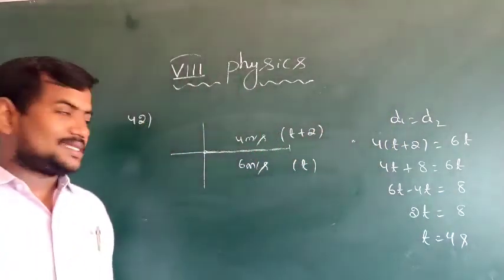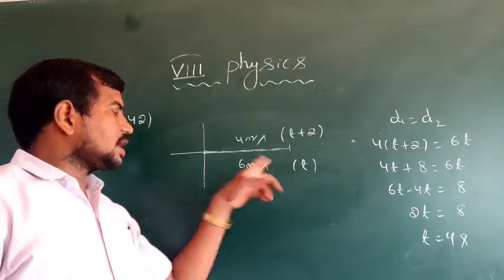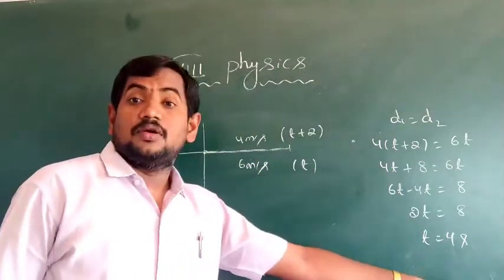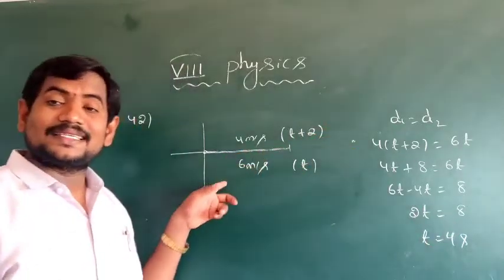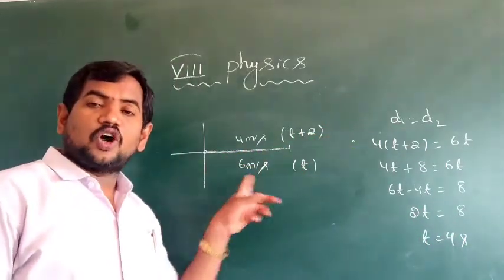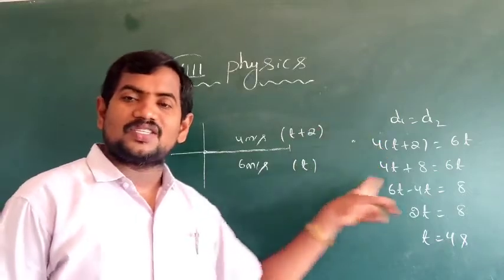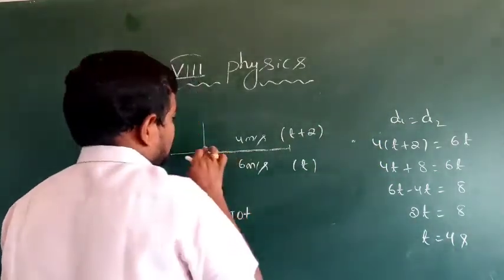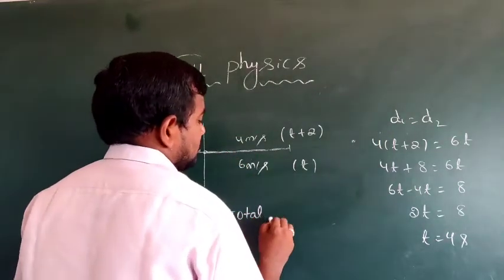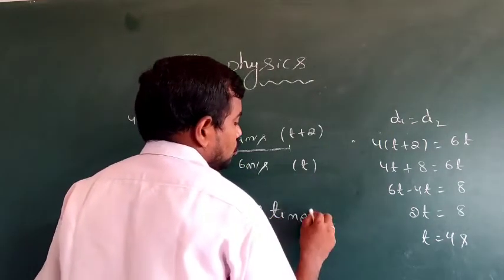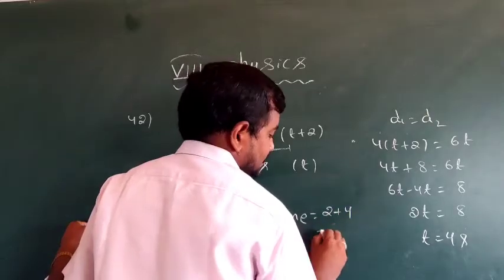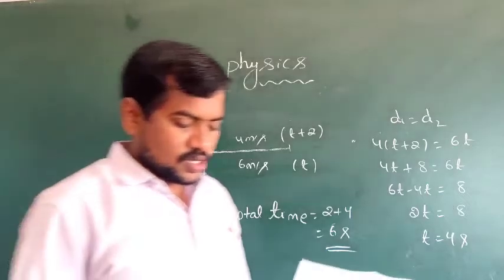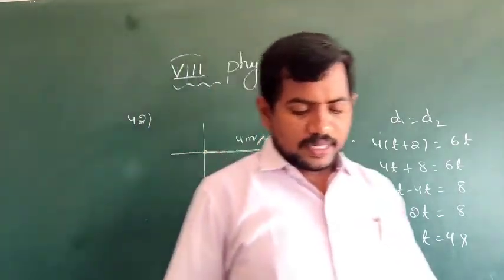So t, the time taken by the second particle to catch the first particle, is 4 seconds. But the first one had already started its motion 2 seconds earlier. So the total time is 2 plus 4, which is 6 seconds. That is the answer. Got it? So like this we have to solve. Now let us go to the next problem.